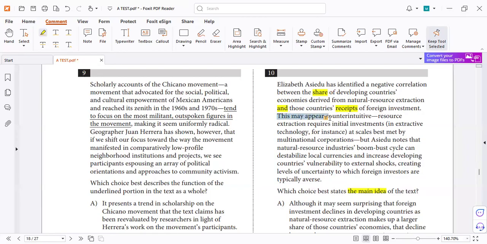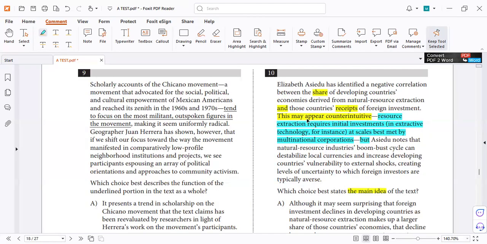And then she said this may be counterintuitive. What does counterintuitive mean? I don't know. But the author said it between two dashes, and two dashes mean an explanation of something before. Emphasized. So your answer must be here. What does it mean, this may appear counter? You remember counter as a Latin root? Opposite to what is expected. Resource extraction requires initial investment, in extractive technology for example, at a scale best met by multinational corporations. It's called resource extraction, she said. That means, remember, she said this may appear, but it's not. So this means it's correct for her.